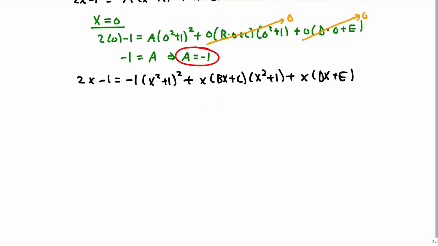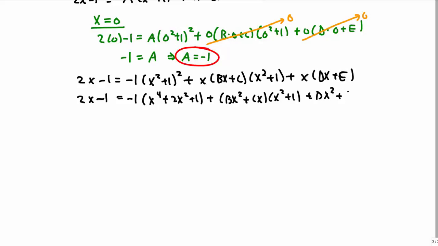I think what I'm going to do from here is expand, because I can't plug anything in here. There's nothing I can plug in here to eliminate any of these variables. Okay, so that's why I want to go ahead and expand this. So this would be a negative 1 out front times (x to the 4th + 2x squared + 1). And here I'll have (bx squared + cx) times (x squared + 1). And then here I'll have dx squared + ex. So again, I'm going to distribute and expand. Don't drop the left-hand side because that's going to be really important here.